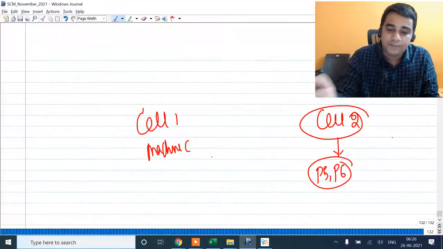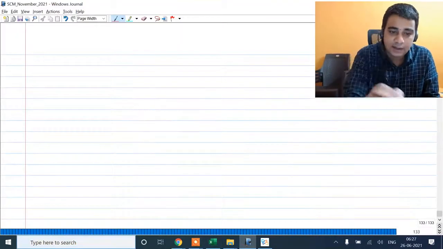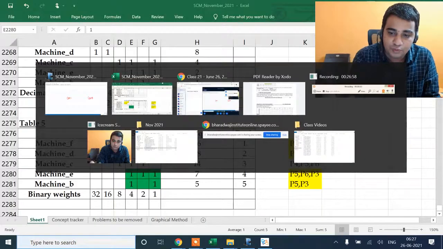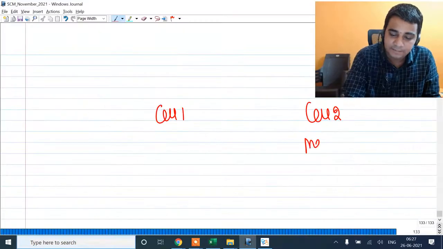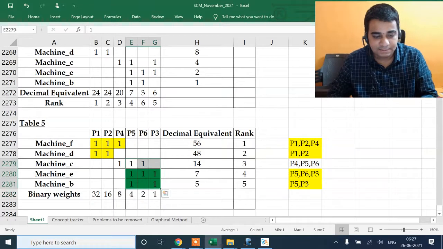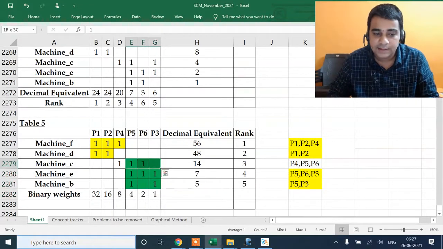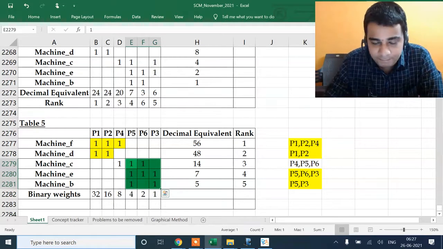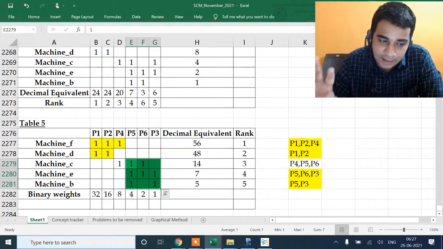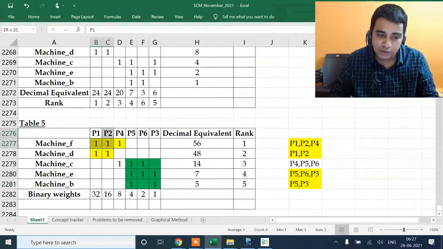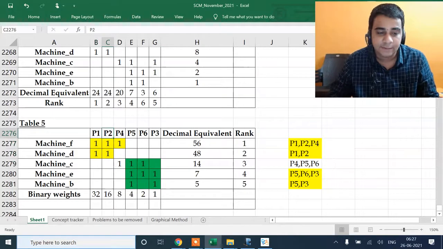Or the other way of doing this is, cell 1 let it be as it is. In cell 2 please add machine C, which is the better way of doing it. If you add machine C here, at least this part will be taken care of. P5, P6, P3 will not need any movement. P5, P6, P3 will get processed within the cell 2 itself. P1 and P2 will also get processed within cell 1 itself.